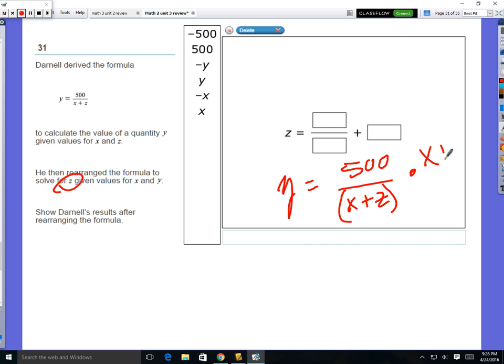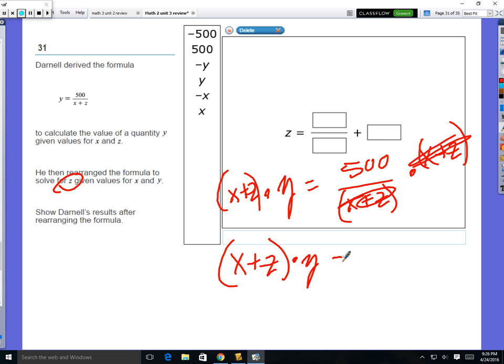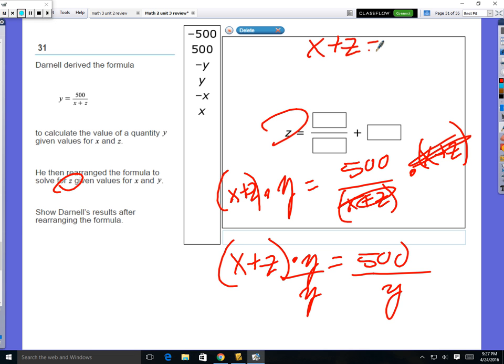So if you times this by x plus z, and you times this guy by x plus z, divided by x plus z times x plus z, that undoes. So I've got x plus z times y equals 500, and I want z by itself, so let's ditch the y. Divide by y, divide by y. Now you just have x plus z equals 500 divided by y, so minus x, minus x, so you should have 500 over y plus a negative x.